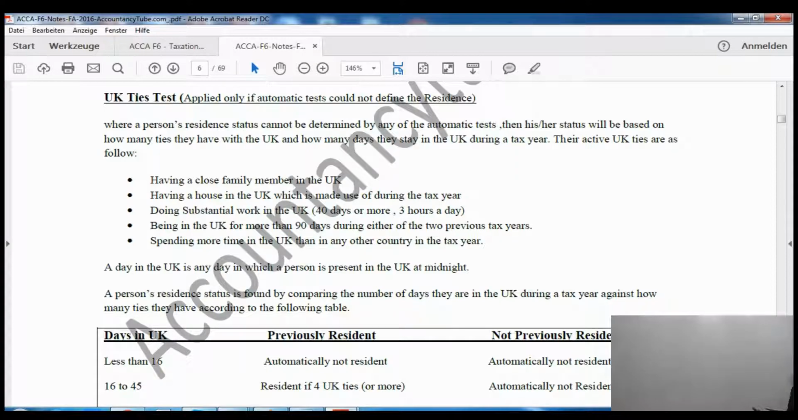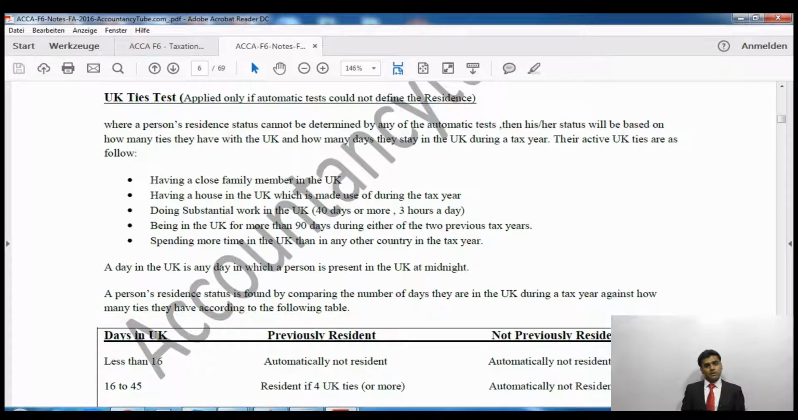Now, if you are automatically UK resident, you will have to pay UK tax. If you are automatically non-UK resident, then you will not have to pay any tax. Now say for example, if both the automatic resident test and the automatic non-resident test do not apply, what would happen then? Now you might be thinking, it can't happen. It can't happen that both of these tests will not apply.